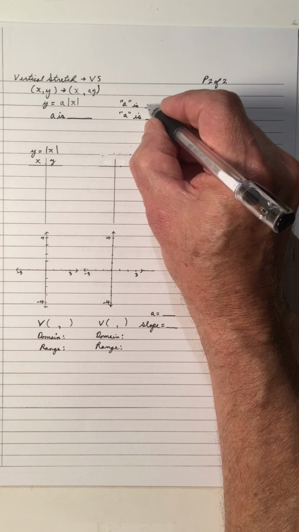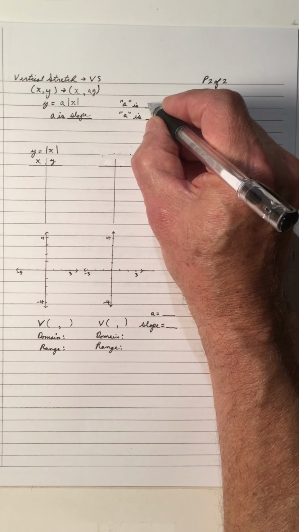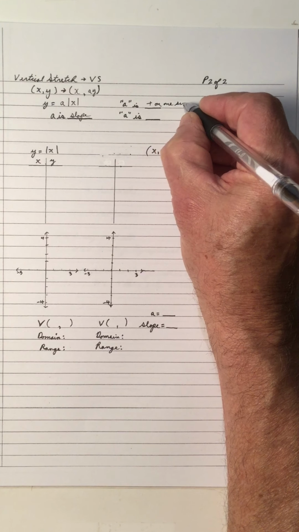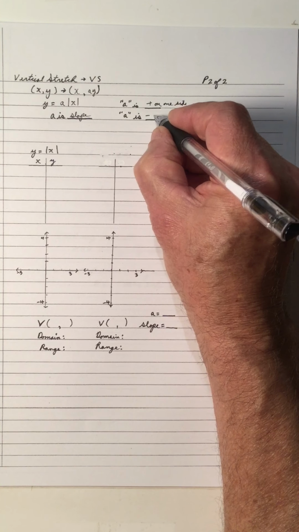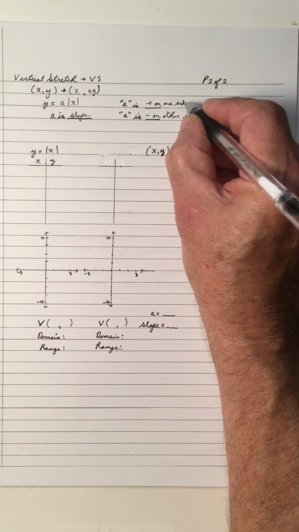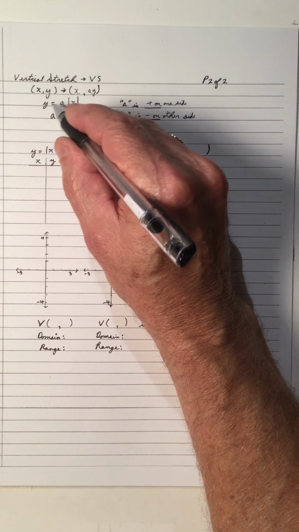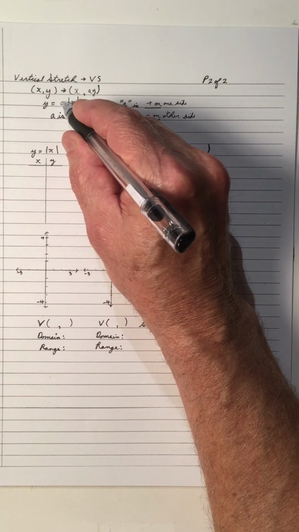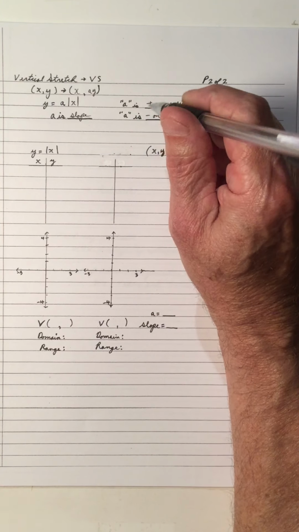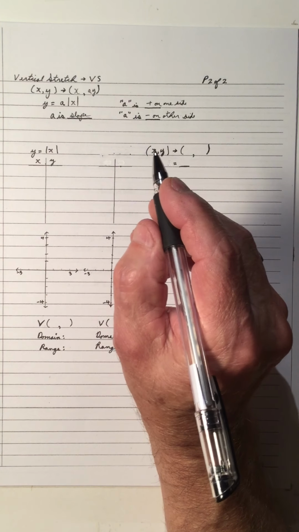A is the slope, and A is positive on one side and negative on the other side. The basic absolute value graph is y equals the absolute value of x, so the y values are A times what they are on the parent or basic equation. So let's do some examples.